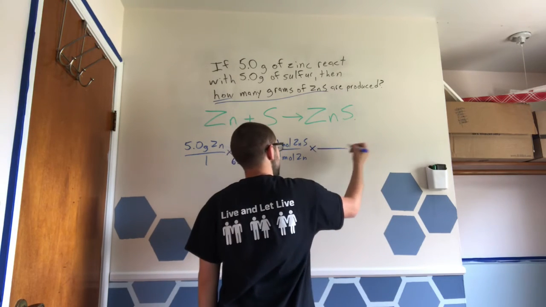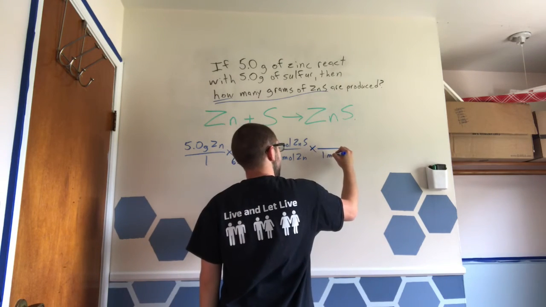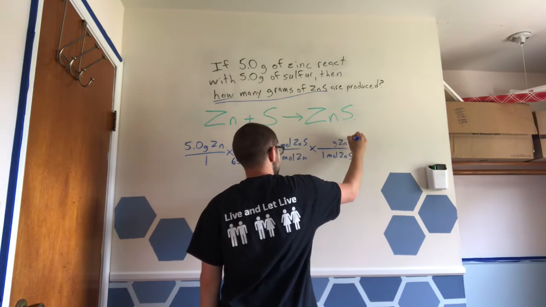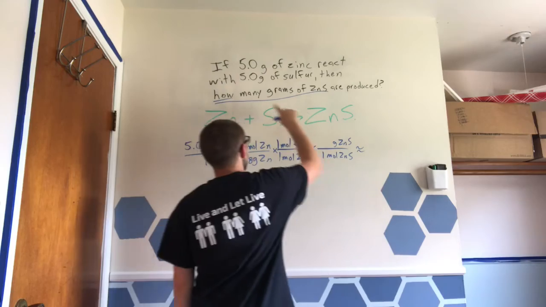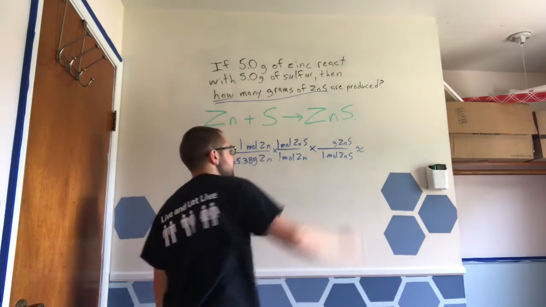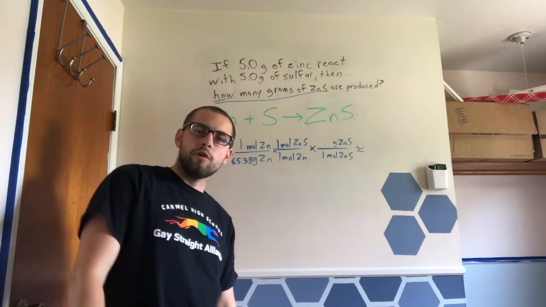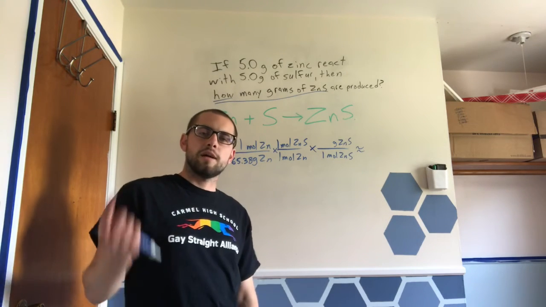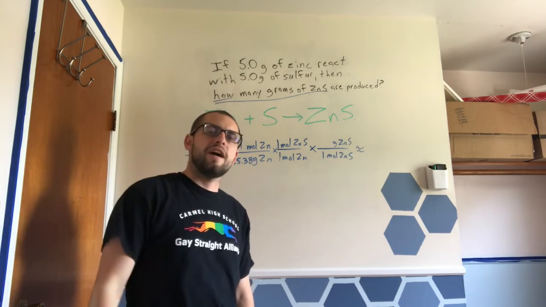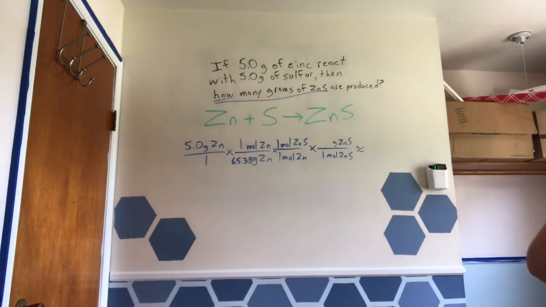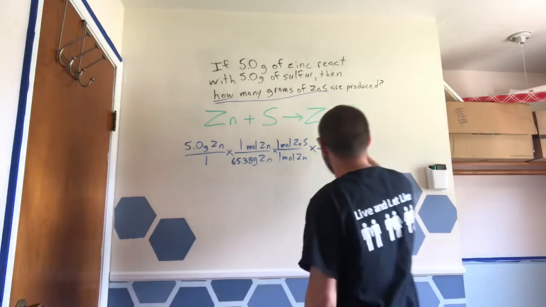And then my final step, I'm going to convert those moles of zinc sulfide into grams of zinc sulfide. How many grams of zinc sulfide? This is another one that I would need to use my periodic table for. I would look up zinc, I'd look up sulfur, and I would add those values together. I did this in advance. It's about 95.9.